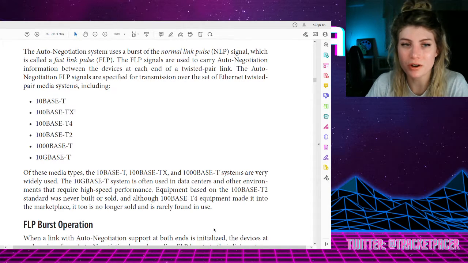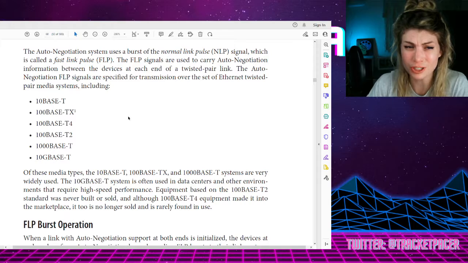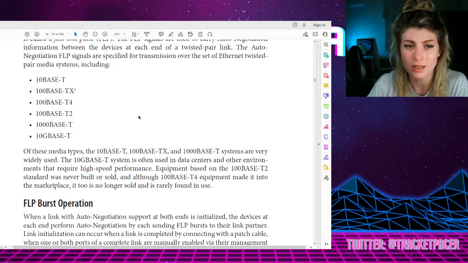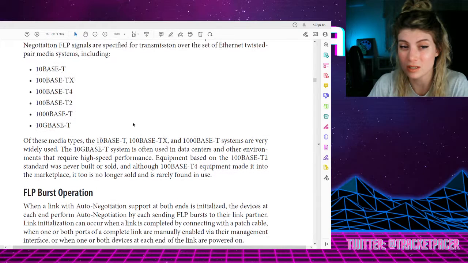FLP signals are used to carry auto negotiation information between the devices at each end of the twisted pair link. The auto negotiation FLP signals are specified for transmission over the set of Ethernet twisted pair media systems, including 10 base T, 100 base TX, 100 base T4, 100 base T2, 1000 base T, and 10 gigabase T.